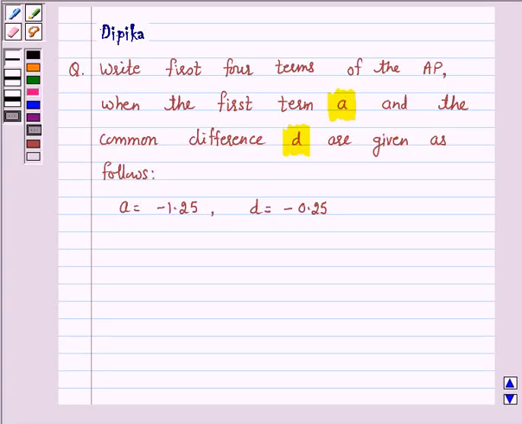I am Deepika here. Let's discuss a question which says, write the first four terms of the AP when the first term A and the common difference D are given as follows. A is equal to -1.25 and D is equal to -0.25. So let's start the solution.